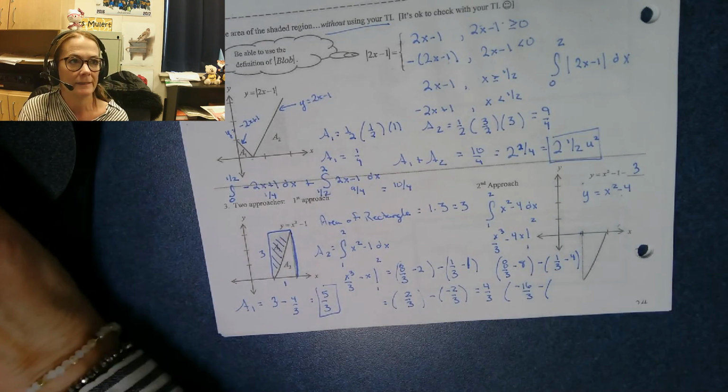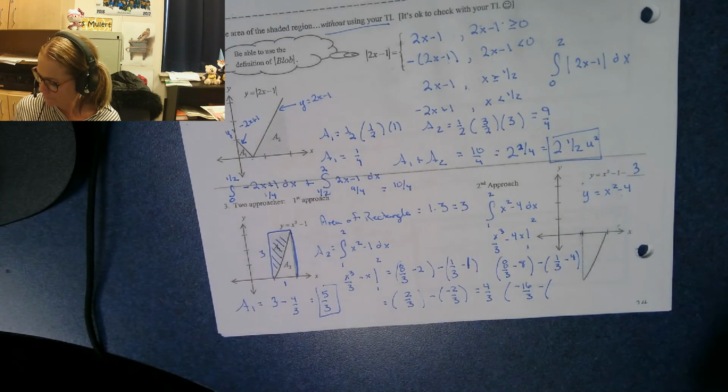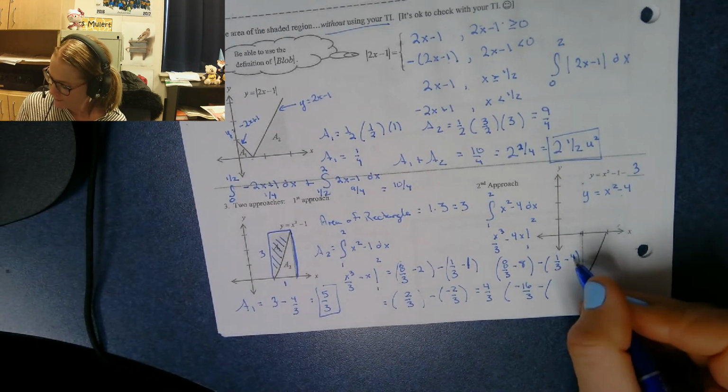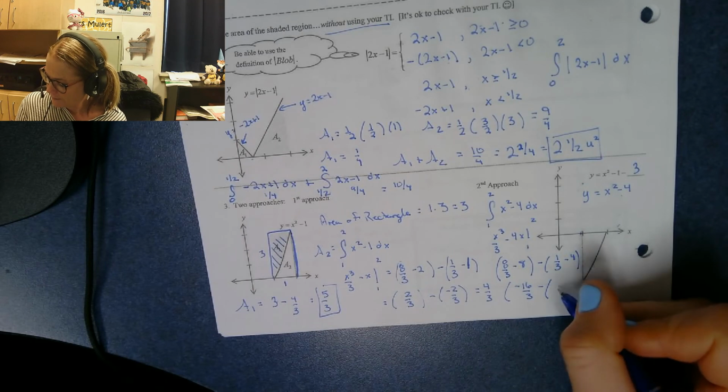minus, made a mistake somewhere here, so let me pause. No, I haven't. I don't know. I'm fine. I don't know what I was thinking there. So this is negative 12 over 3, which is negative 11 over 3.